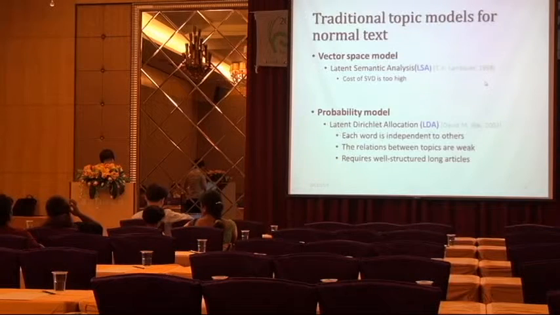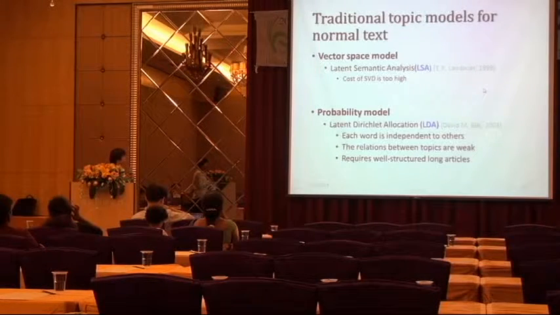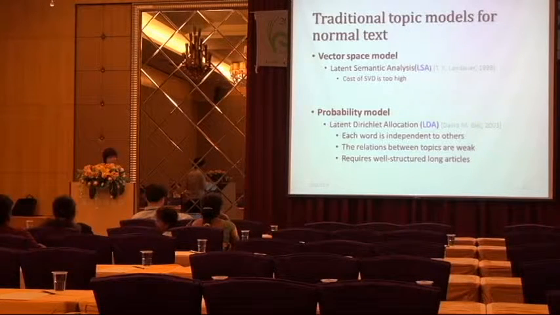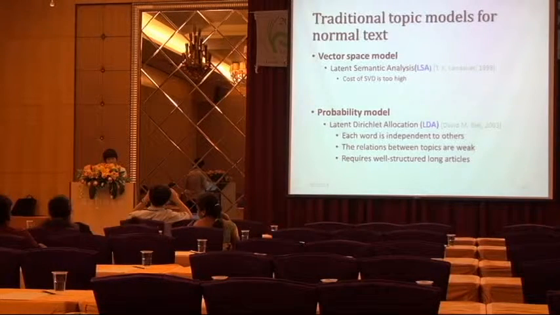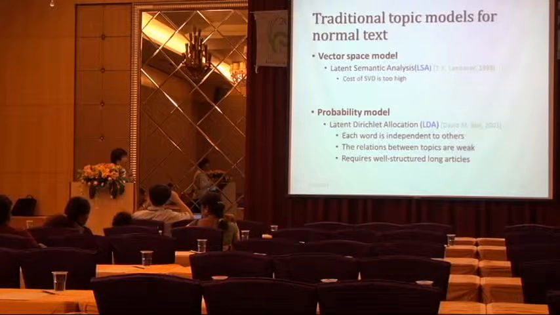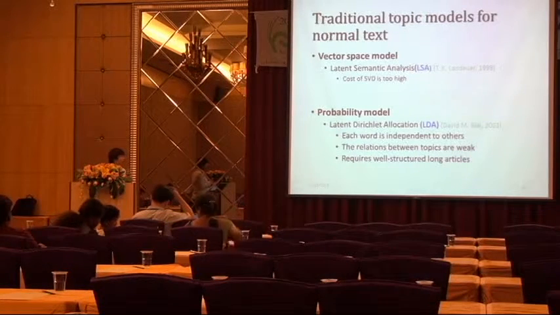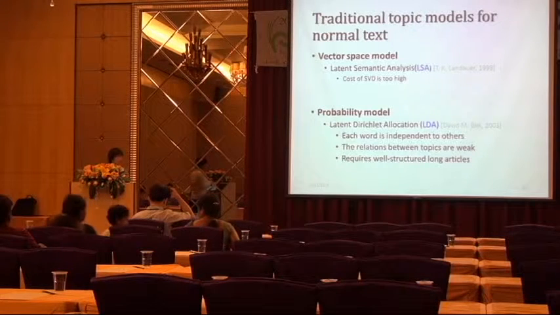Now we talk about some related work. For topic models of normal text, there are 2 kinds. The first one is the vector space model, known as LSA, which was proposed in 1998. But it has a problem that the cost of the singular value decomposition is too high. It will cost lots of time and memory. So we consider the other kind of topic model, the probability model, such as the LDA we mentioned before.